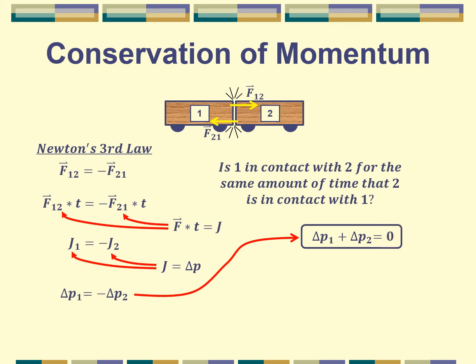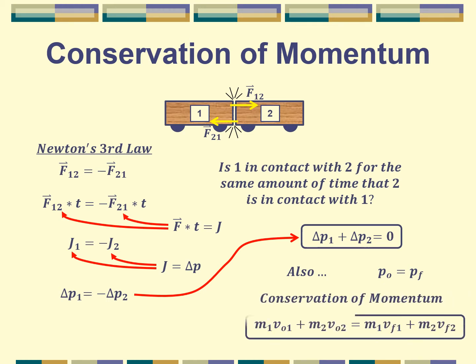Now this is assuming there's no outside net force, and the only forces acting are the forces between these cars. If that's true, then momentum is going to be conserved, meaning the total change is going to be equal to 0. Now a better way to write it is that the initial momentum equals the final momentum. It's an easier way to think about it, and it makes an easier equation.